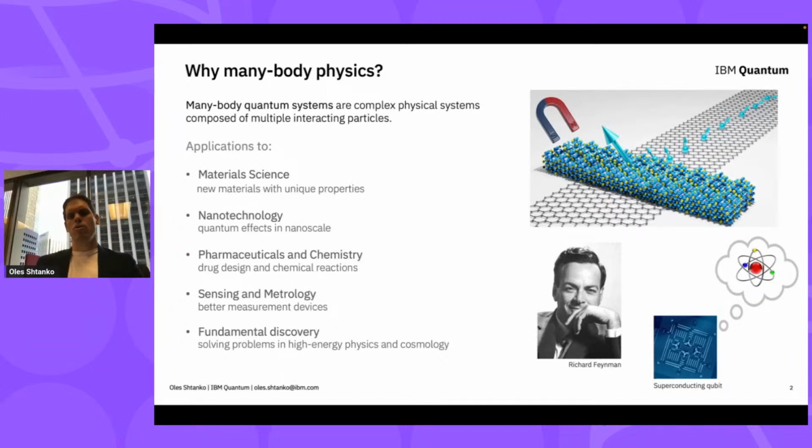And following the old Richard Feynman's idea, we can translate the motion of these particles onto the dynamics of qubits, right? And by engineering the dynamics of qubits, we can realize simulation for different systems around us, which can be very beneficial for different areas of science, such as material science, nanotechnology. We can use it to simulate chemical reactions, use it for sensing and metrology, and also do some fundamental discovery in high energy physics and cosmology, for example.